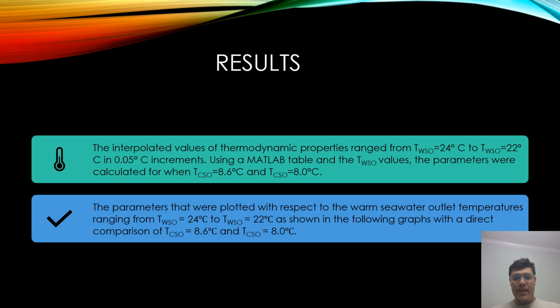Now we can look at some of the data and the results we found using MATLAB to record the data we entered into our code. The interpolated values of the thermodynamic properties range from 24 degrees Celsius to 22 degrees Celsius in 0.05 degrees increments. Using the MATLAB table and the temperature values we have, the parameters were calculated for when it was at 8.6 degrees Celsius and 8 degrees Celsius. These parameters were then plotted on the MATLAB graphs, which you can see on the next slide, with respect to the warm seawater temperatures ranging from 24 degrees Celsius to 22 degrees Celsius, with a direct comparison of the temperatures mentioned earlier of 8.6 degrees Celsius and 8 degrees Celsius.